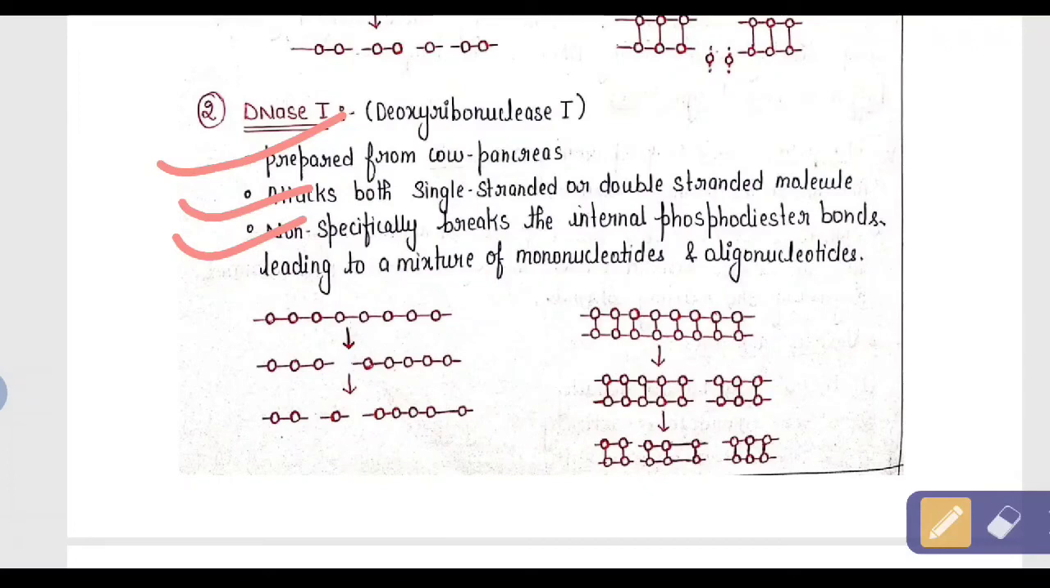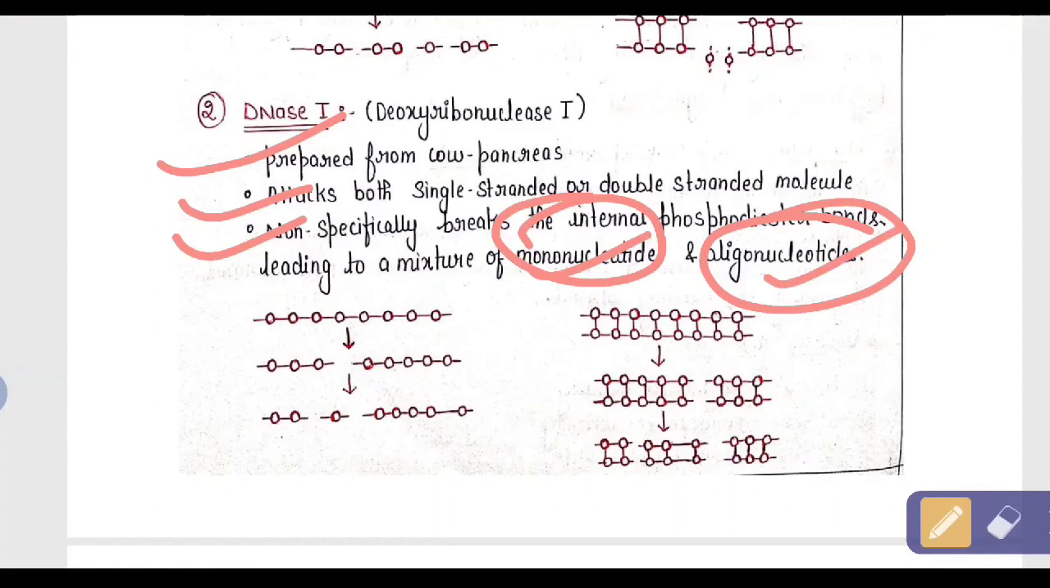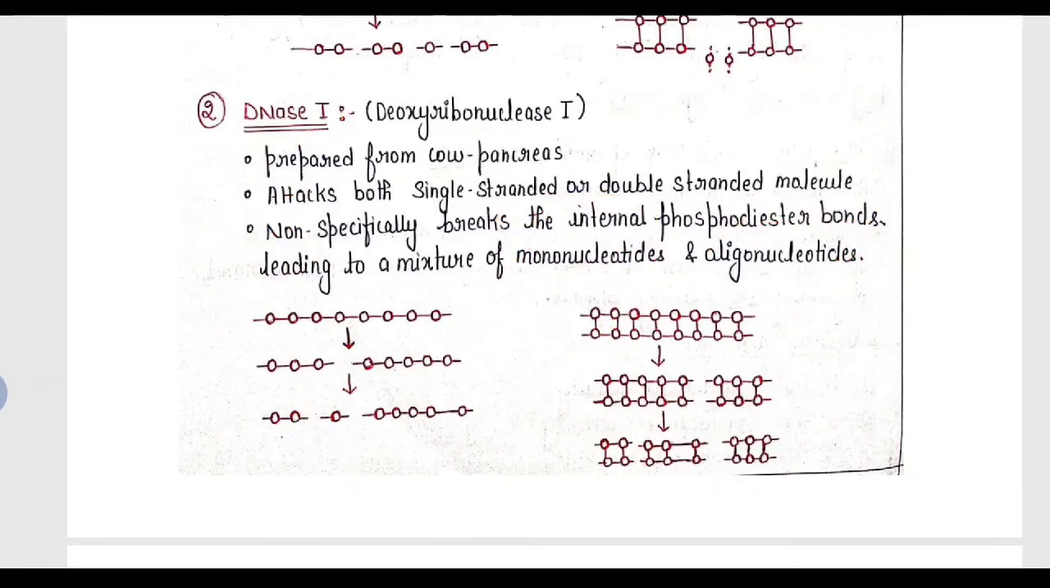in nature. So it is going to non-specifically break the internal phosphodiester bonds, leading to a mixture of mononucleotides and oligonucleotides. As this particular enzyme is non-specific, it is randomly going to cut the phosphodiester bonds in between the DNA, and it may lead to the generation of mononucleotides as well as oligonucleotides. Okay, so here you can see it can attack both the single-stranded nucleic acid or the double-stranded nucleic acid, and here you can see the generation of oligonucleotides or mononucleotides, right?